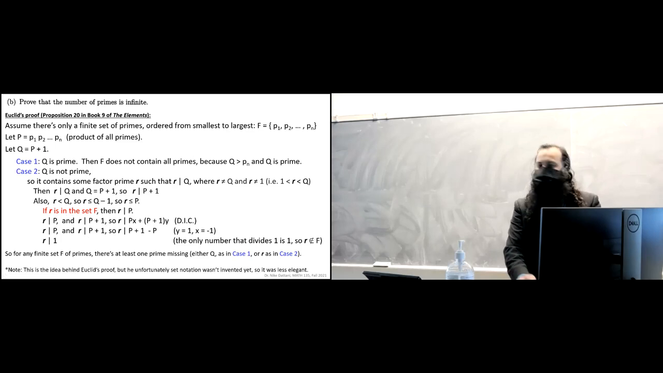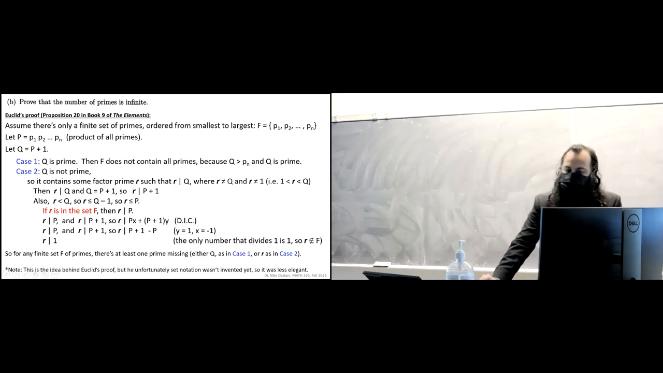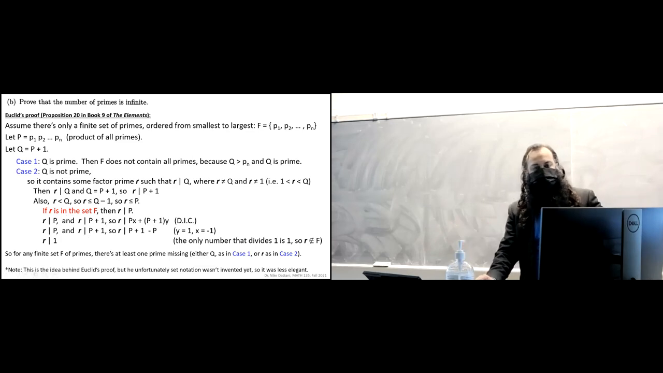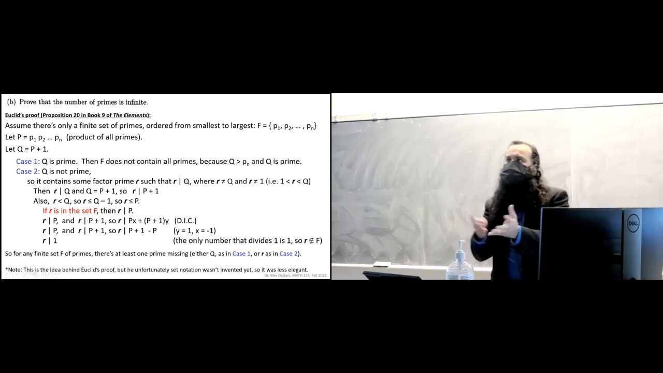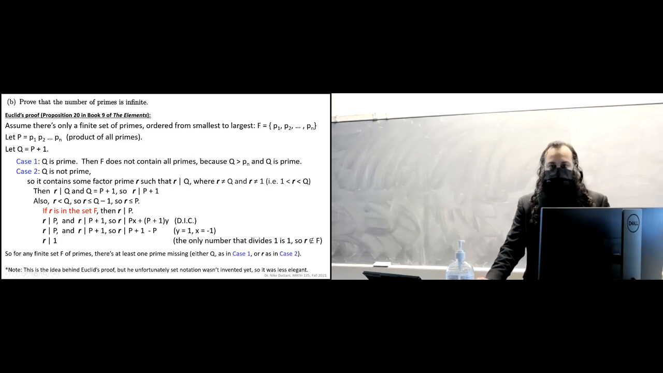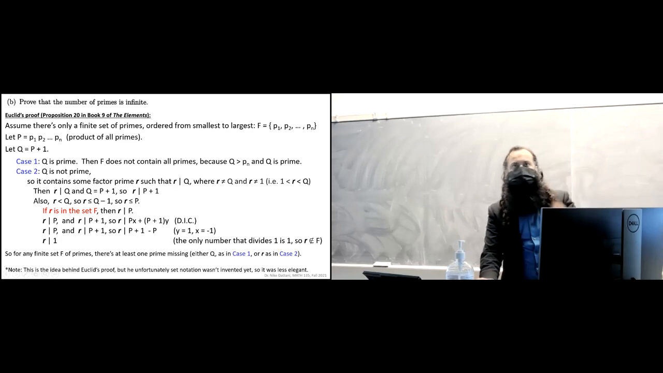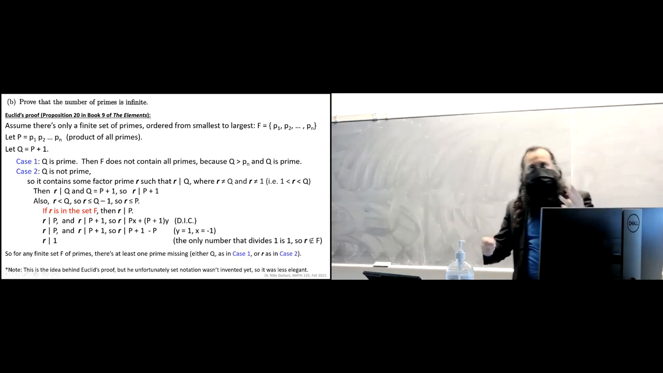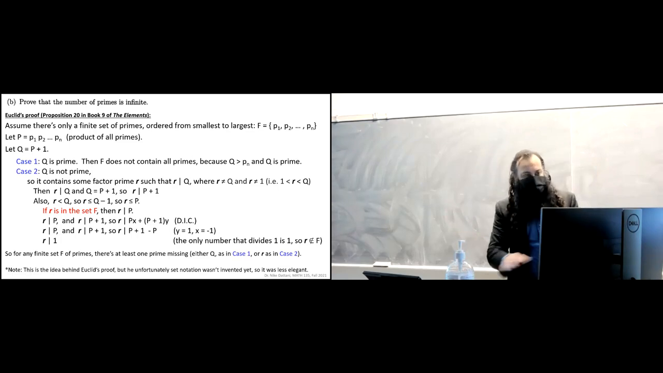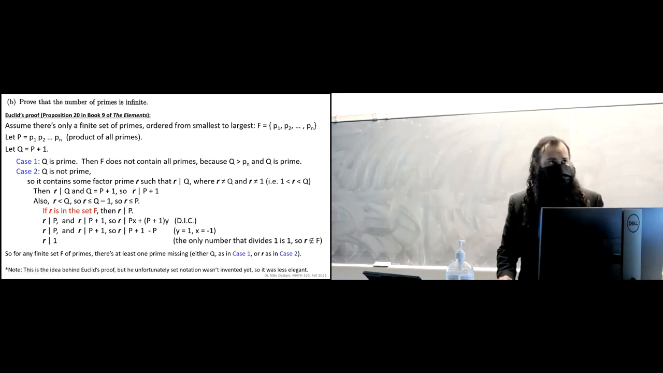All right, small note at the end. This is the idea behind Euclid's proof, but unfortunately, set notation wasn't invented yet. His proof was much less elegant, probably took way more pages. This is a much more elegant proof. He didn't have any way to mathematically denote an arbitrary finite set of prime numbers, which we're able to do in just one line. He started with just three primes in his set, and then he kept adding more primes. So this isn't exactly Euclid's proof, but it's the idea behind it. Put in modern notation, it fits onto one slide.